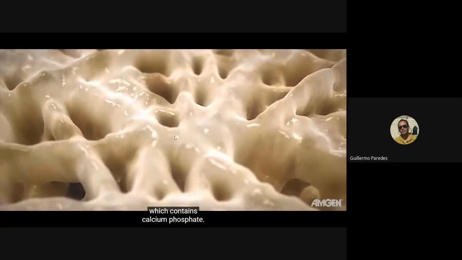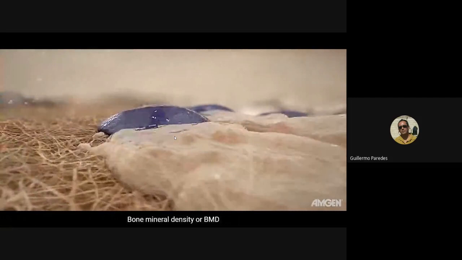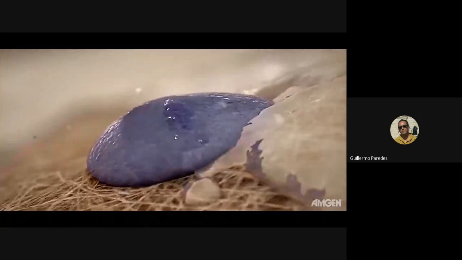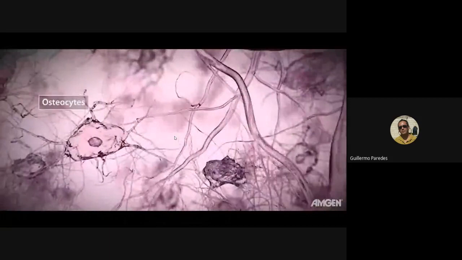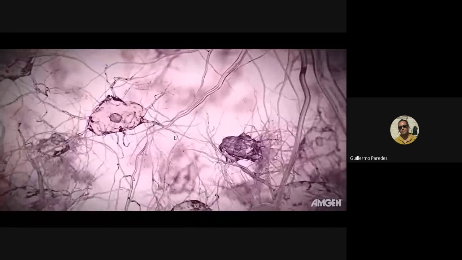If you see here, there is a moment that they cannot go anywhere else because they are surrounded by this matrix or osteoid, and they stay in place in the lacunae. Then they are going to change name into osteocyte. See, there you are. They cannot move anymore because they're surrounded. The osteocyte, and you see the branches of the osteocyte, they communicate between each other.